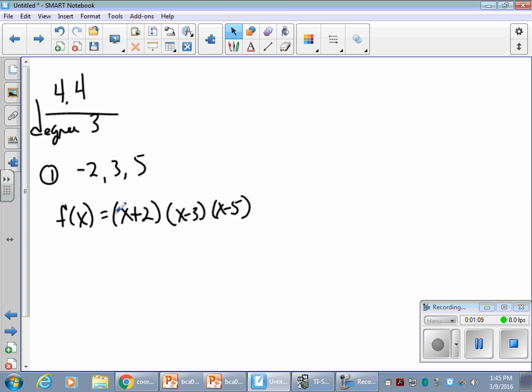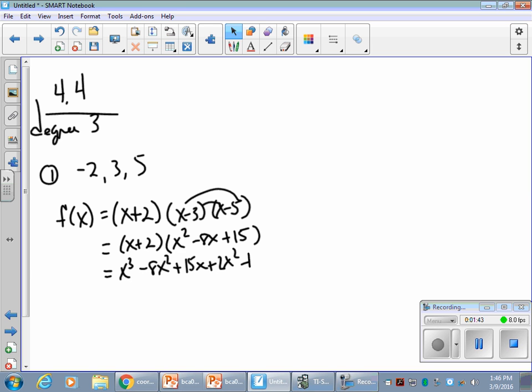Now all I have to do is multiply this out and write it as a polynomial function. You can multiply any two that you want to. I'm going to multiply the last two. x times x would be x squared. My outer would be minus 5x and minus 3x, which makes minus 8x. And then -3 times -5 is positive 15. Now I have to multiply x plus 2 times x squared minus 8x plus 15, and I get x cubed minus 8x squared plus 15x plus 2x squared minus 16x plus 30. I multiplied everything by x and then everything by 2.